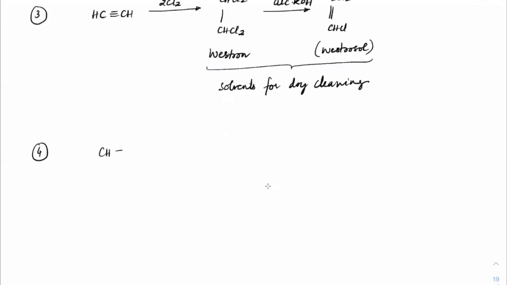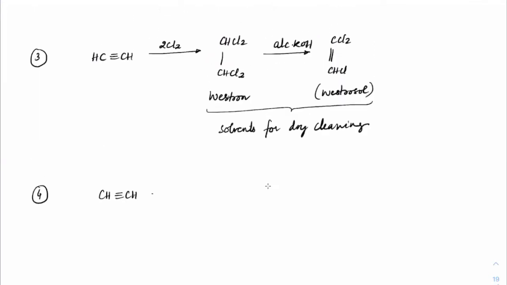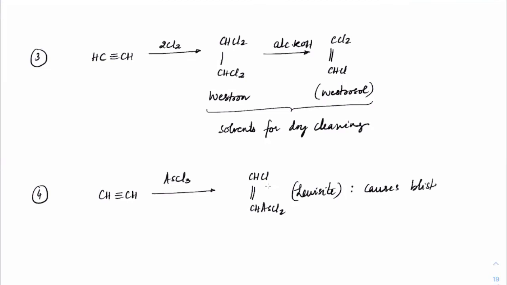Fourth, CH triple bond CH. If we treat with arsenic trichloride, AsCl3, we'll get CHCl=CH-AsCl2. This is known as lewisite. The molecule's name is lewisite. Lewisite will cause blisters.